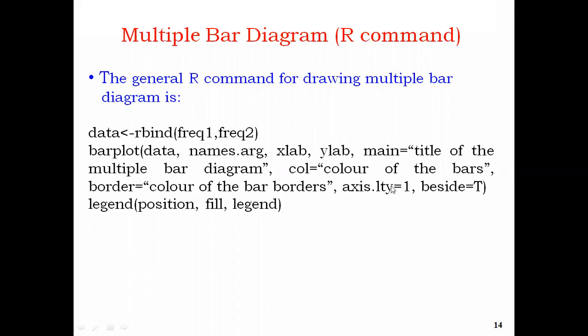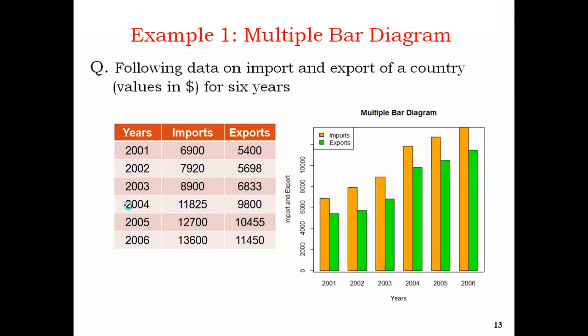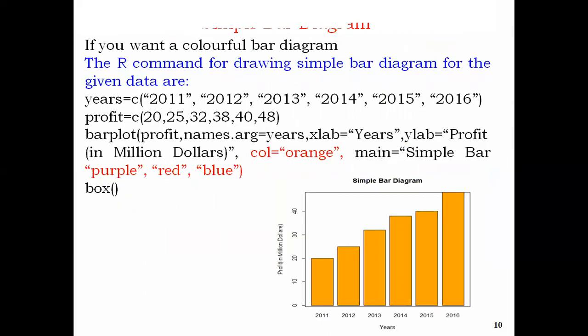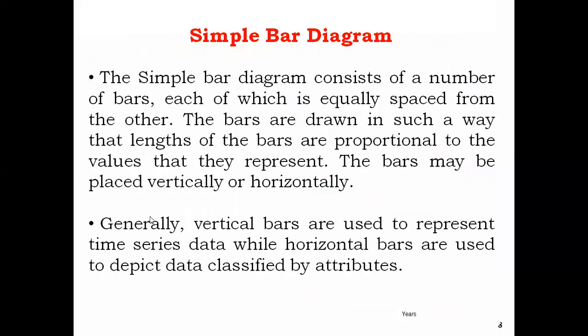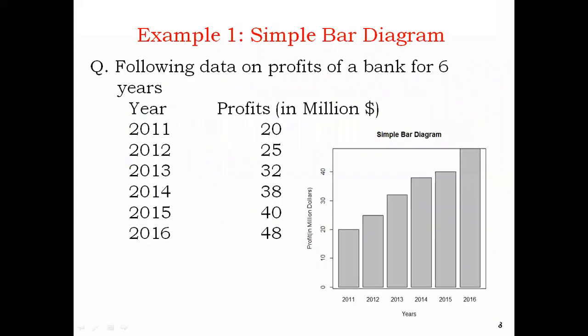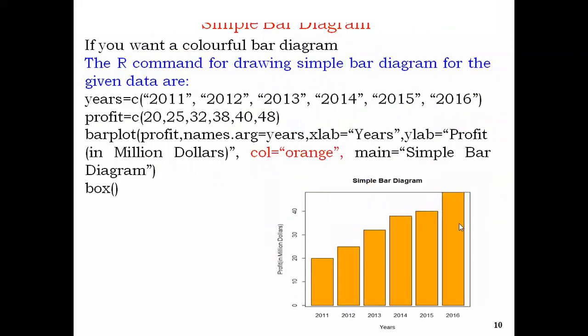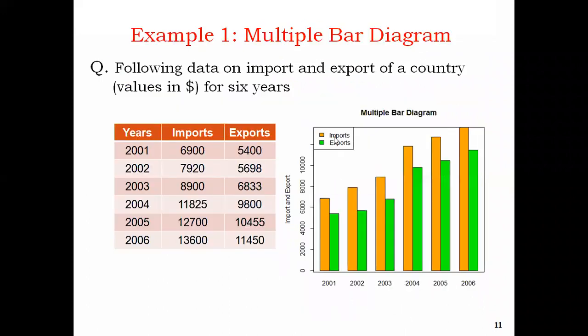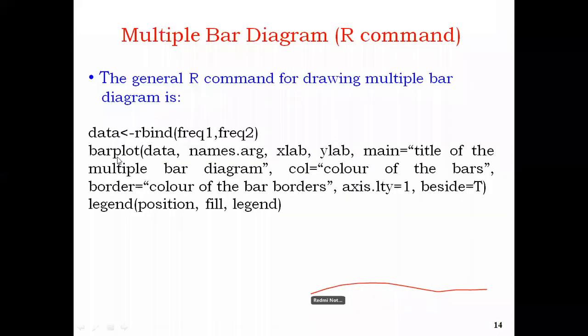Then we are considering beside equal to T, and beside T means true. So we are considering two bars here. And then you see legend. I have already told you, in number 5, you see legend. This is the list of symbols. So here I am giving, in the case of a multiple bar diagram, the list of symbols. That means imports and exports.